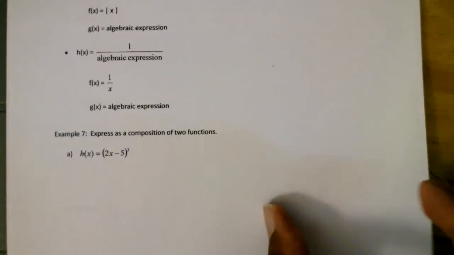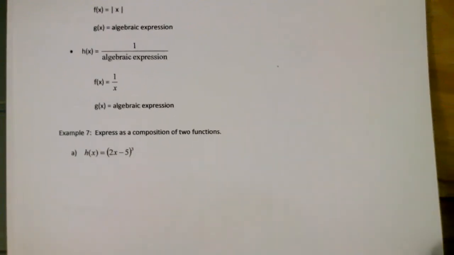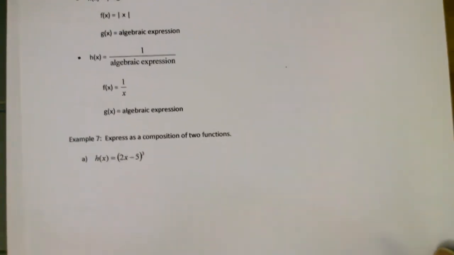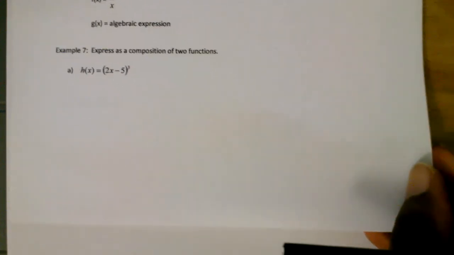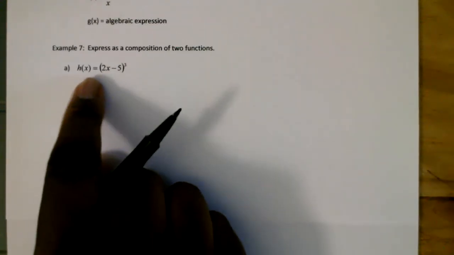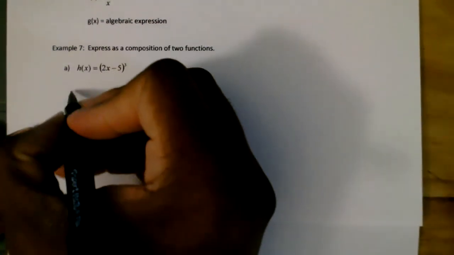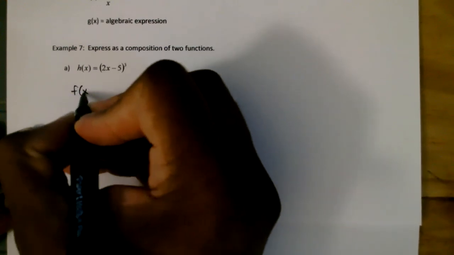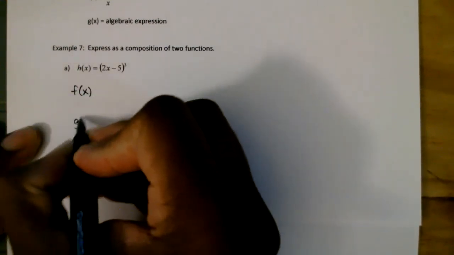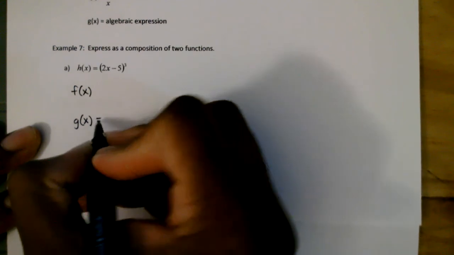All right, so now let's look at some examples of how to express as a composition of two functions. Here we have h of x equal to 2x minus 5, and that quantity is to the third power, or cubed. And I want to find out what f of x is and what g of x is.